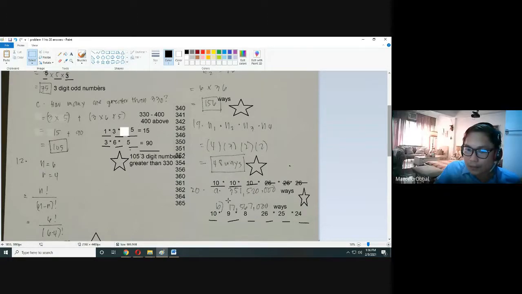Paki-double check na lang ito. Mali daw ito eh. Tama ba yung solution natin, no? So first, bawal repeat. 10, 9, 8, then 26, 25. Tama naman. I-answer mo yun sa internet.